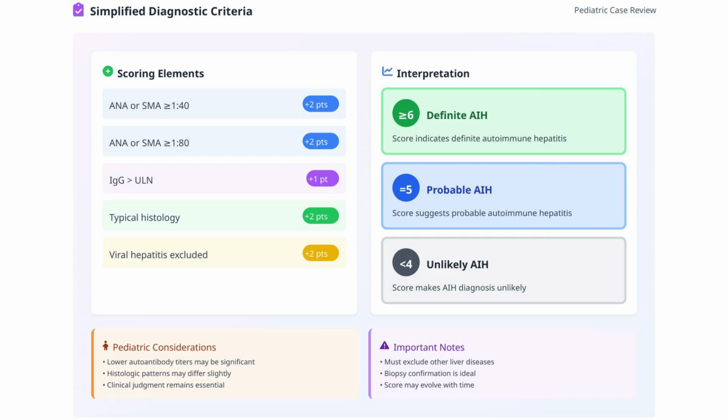While these criteria were developed for adults, they perform well in pediatric populations with some modifications. In children, lower autoantibody titers may be significant, and histologic patterns may differ slightly. Clinical judgment remains essential, particularly in atypical cases.